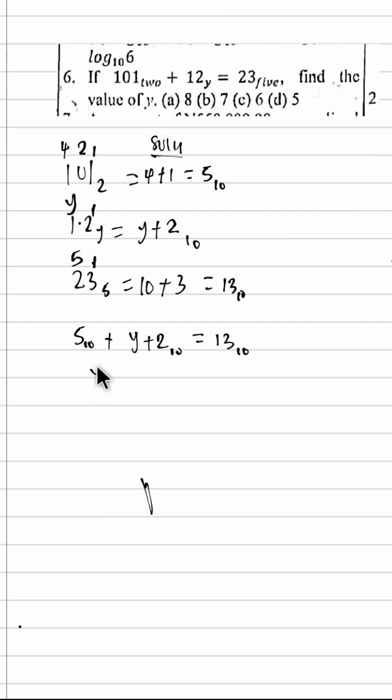So when you collect like terms, we have y. 5 plus 2 gives us 7. So here we have 13 in base 10, and this plus 7, when you take it to this side, it turns to minus 7 in base 10. So that is 13 base 10 minus 7 base 10, that will give us 6. So definitely our y is equal to 6.